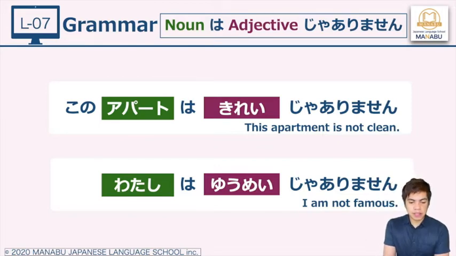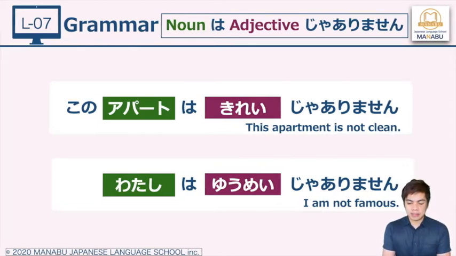The next example is watashi wa yūmei ja arimasen, not famous. The positive is watashi wa yūmei desu, I am famous. So, we replace the desu with ja arimasen.